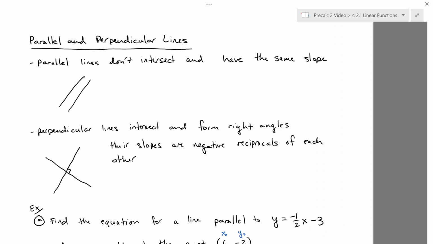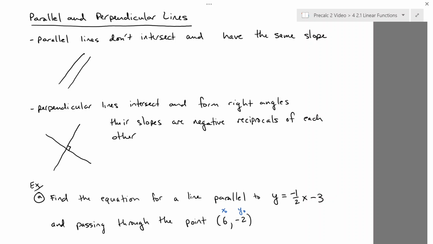Okay, so moving on to this page, we're going to go over parallel and perpendicular lines. Parallel lines are two lines that don't intersect and have the same slope. Here in this diagram, I have a picture of two parallel lines. You can see that they don't touch each other and they're both going in the same direction. Because they're going in exactly the same direction, they'll have the same slope, but different y-intercepts.